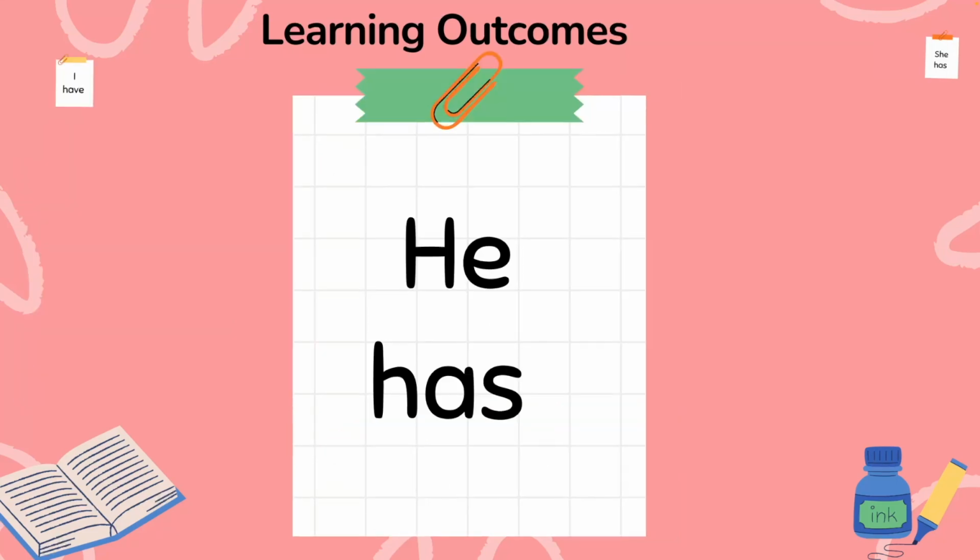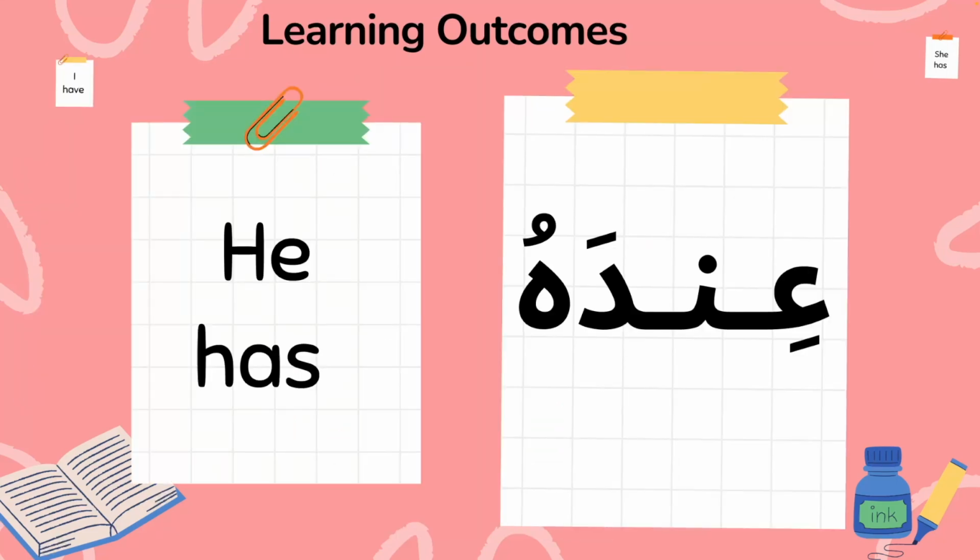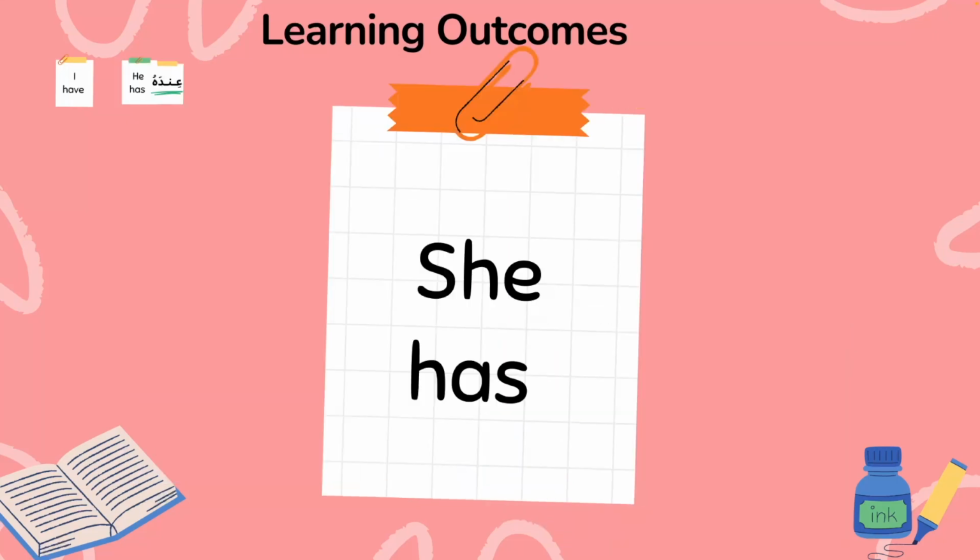Next, he has. How to say he has in Arabic? Come on. Indahu. Spell with me. In. Da. Hu. Indahu. Very good.